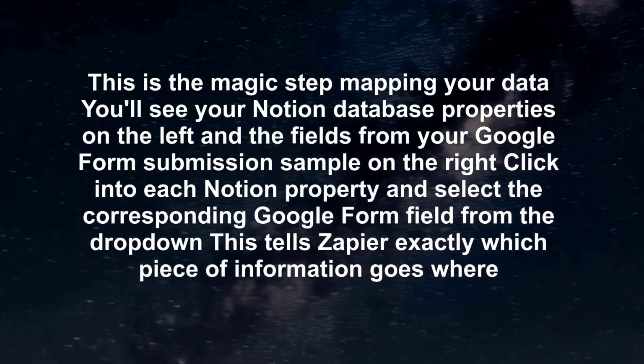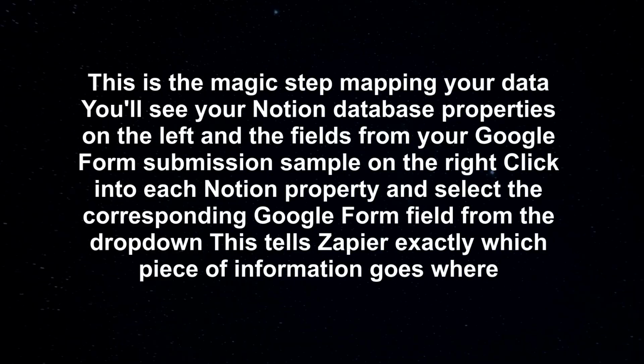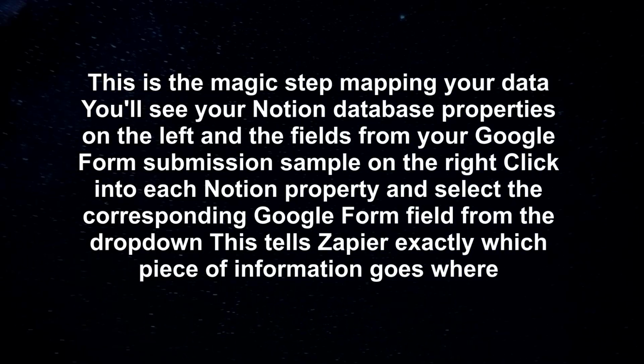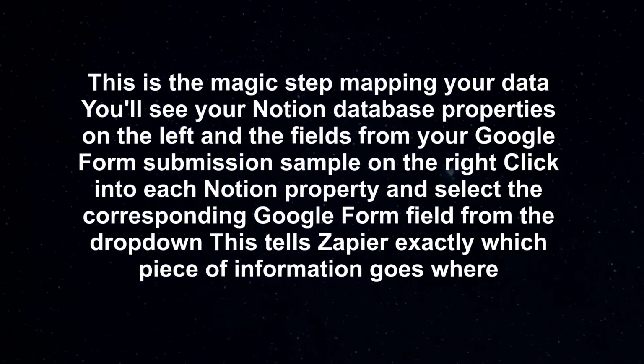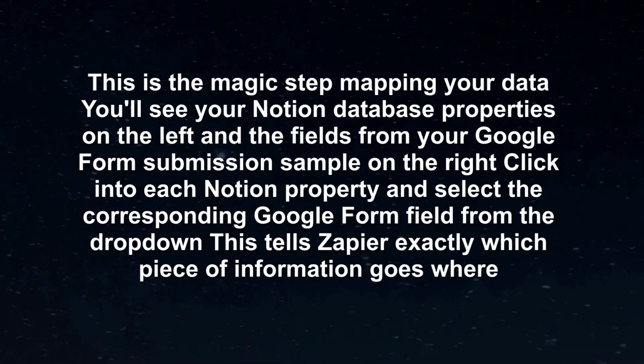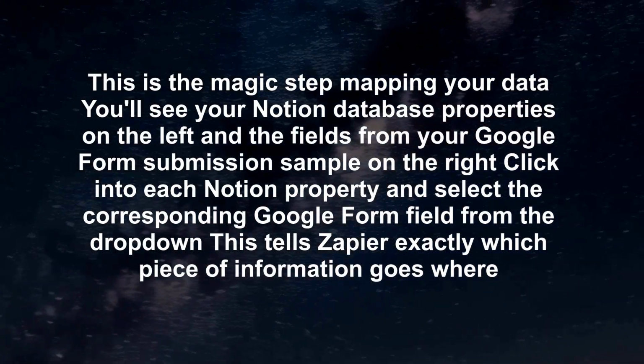This is the magic step, mapping your data. You'll see your Notion database properties on the left and the fields from your Google Form submission sample on the right. Click into each Notion property and select the corresponding Google Form field from the dropdown. This tells Zapier exactly which piece of information goes where.